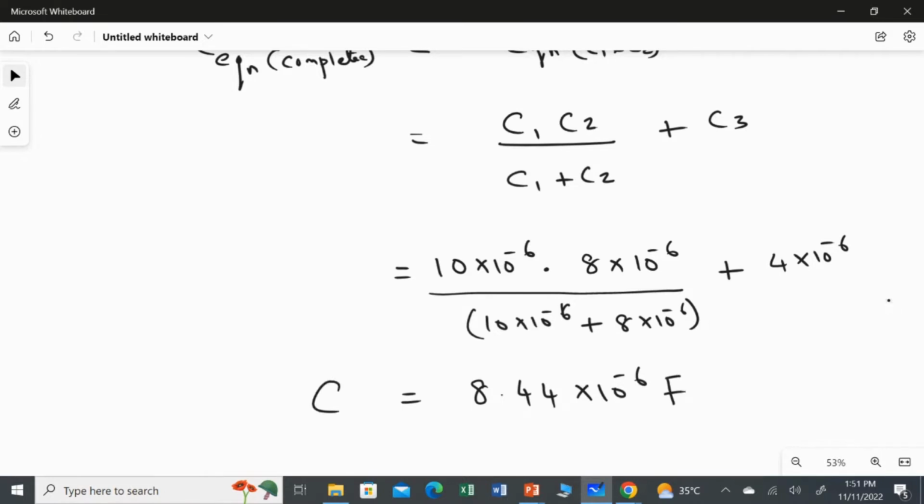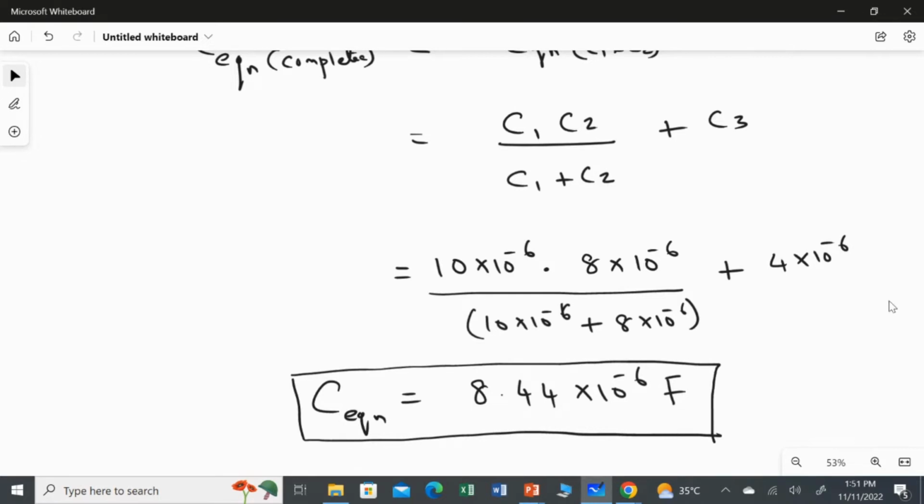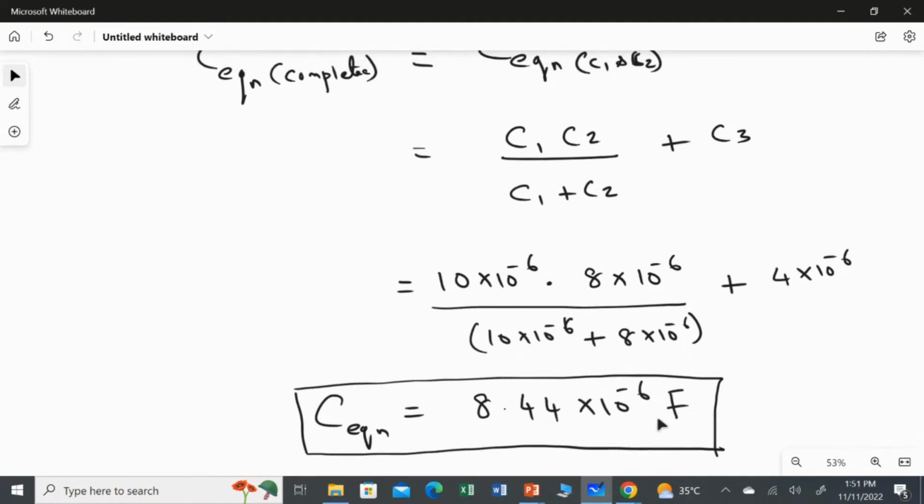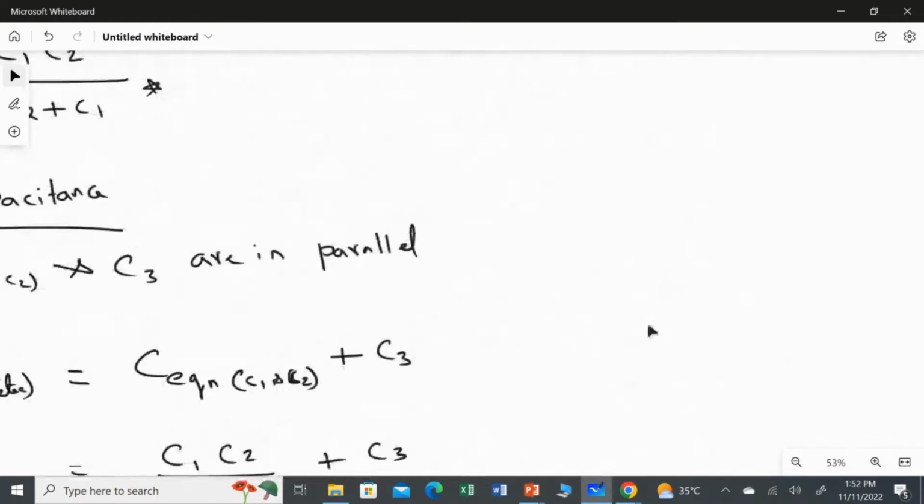That means this is our C equivalent for the complete combination of the three capacitors. For the total circuit, if you see the circuit diagram, this is the answer for the equivalent capacitance of the three capacitors. Clear? So in this way, you have to apply the rule and find the answer carefully. Okay. So the last answer for this question is 8.44 multiplied by 10 power minus 6 farad. Clear? Okay. Now we have to move to the second question.